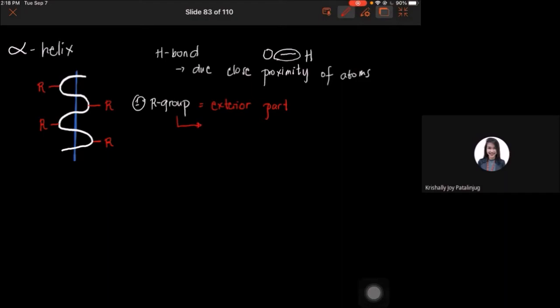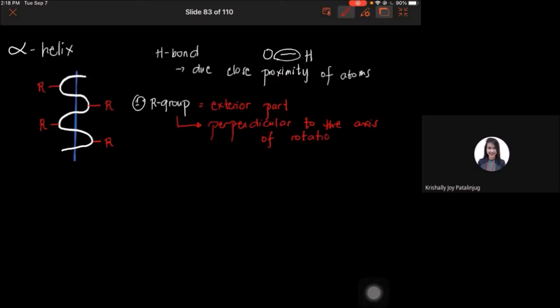illustration, yung R group in the alpha helix, perpendicular siya. Perpendicular siya to the axis of rotation. I repeat, perpendicular, okay, yung R group to the axis of rotation.